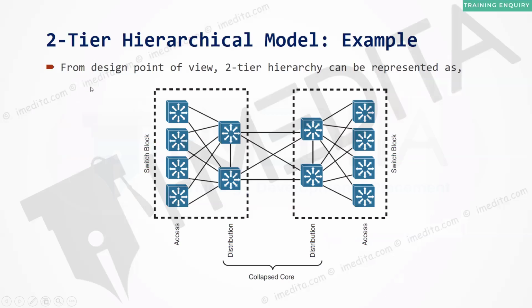Generally, nowadays you would see this two-tier hierarchical model in most cases. We don't use three-tier architecture anymore. In fact, with SDA Fabric, we are not following that. We are just following the two-tier architecture. Nowadays, it is recommended that even your access switches should be layer 3 switches, not layer 2.